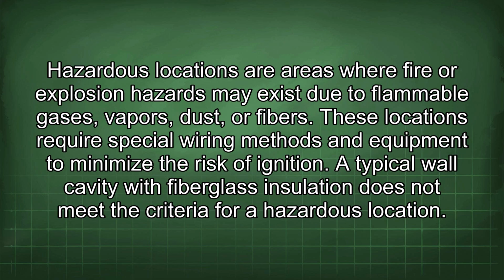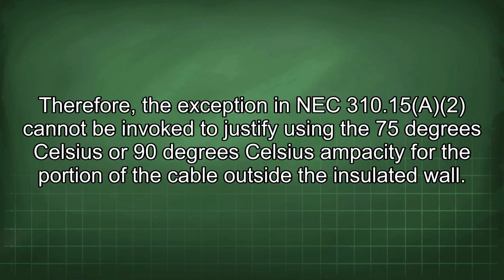Hazardous locations are areas where fire or explosion hazards may exist due to flammable gases, vapors, dust, or fibers. These locations require special wiring methods and equipment to minimize the risk of ignition. A typical wall cavity with fiberglass insulation does not meet the criteria for a hazardous location. Therefore, the exception in NEC 310.15(A)(3) cannot be invoked to justify using the 75 degrees Celsius or 90 degrees Celsius ampacity for the portion of the cable outside the insulated wall.